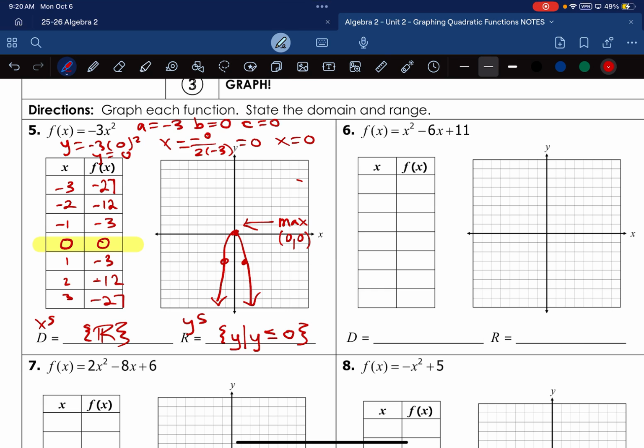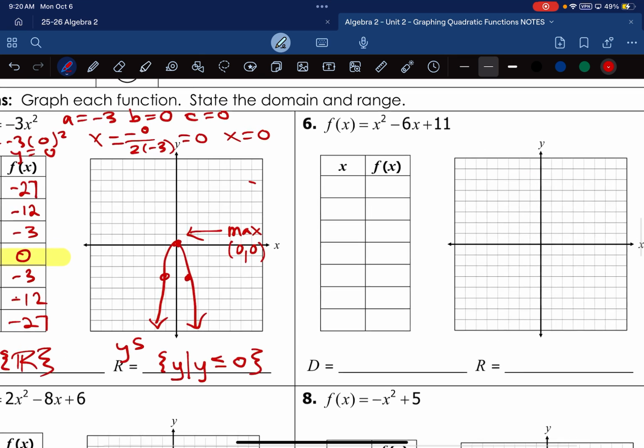All right, we're going to practice again. So let's look at 6. We've got to use the axis of symmetry to find the x. We use the x to find the y of a vertex. So that's where we're going to start.